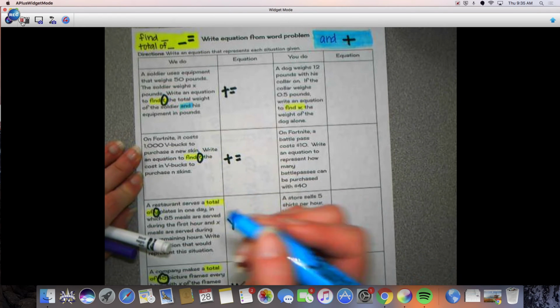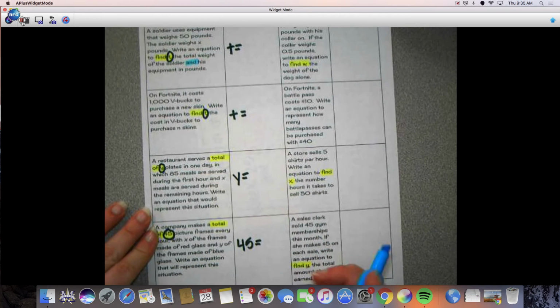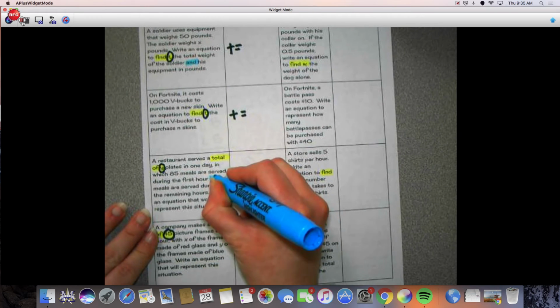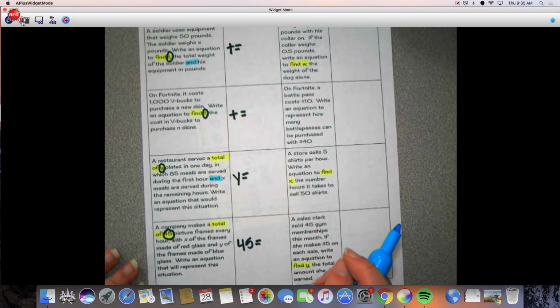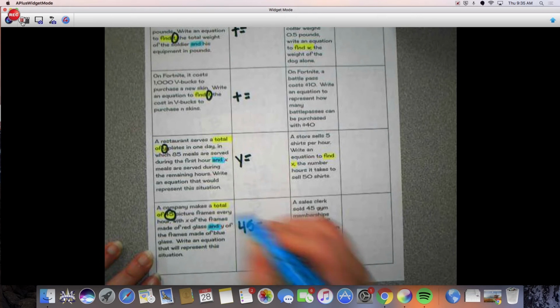Nope, we don't see "and." So what are we not going to be doing? Adding. Do you see "and" in problem 3? Yes. Do you see "and" in problem 4? Yes.